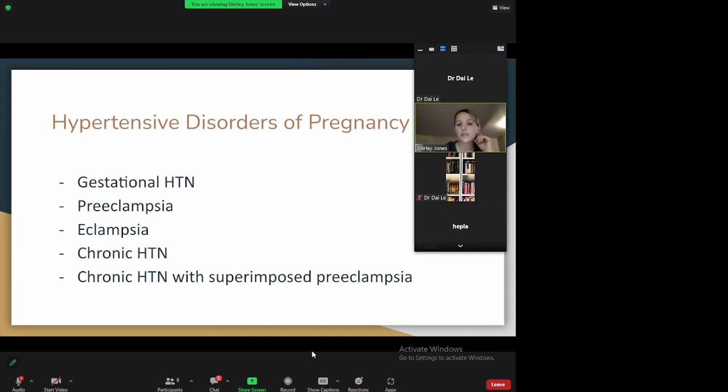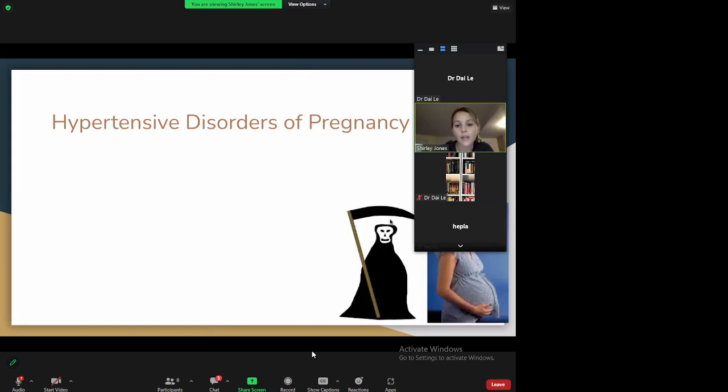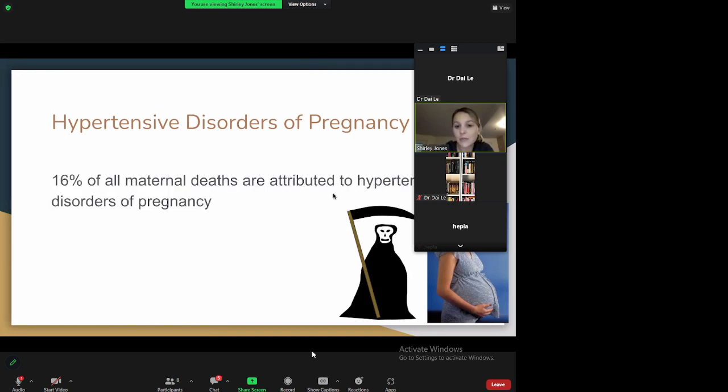So hypertensive disorders of pregnancy is divided into gestational hypertension, preeclampsia, eclampsia, chronic hypertension, and chronic hypertension with superimposed preeclampsia. So why do we care about this? We care about this because 16% of all maternal deaths are attributed to hypertensive disorders. We also care about this because the patients can look really well.